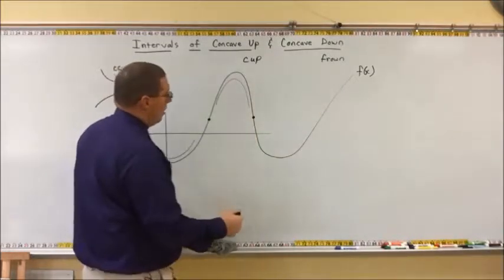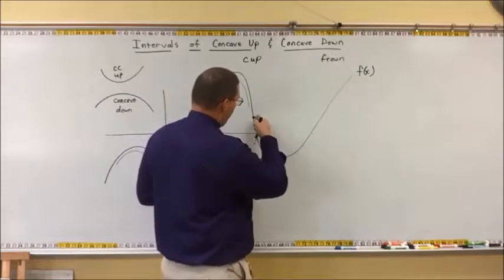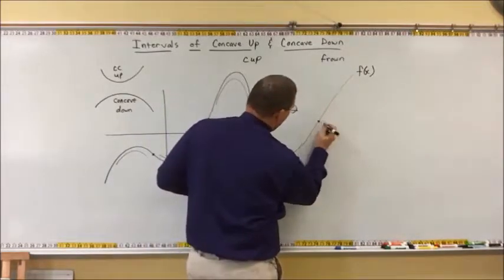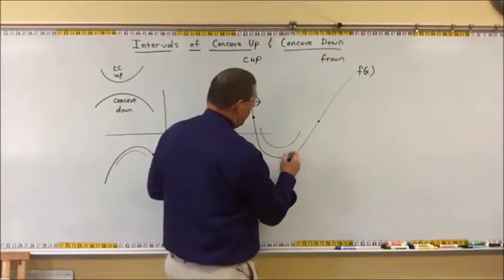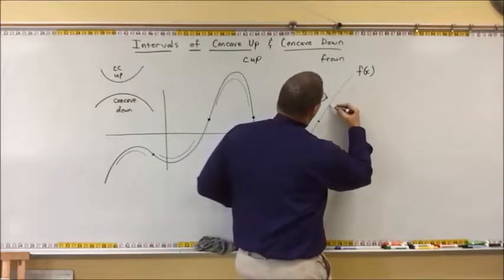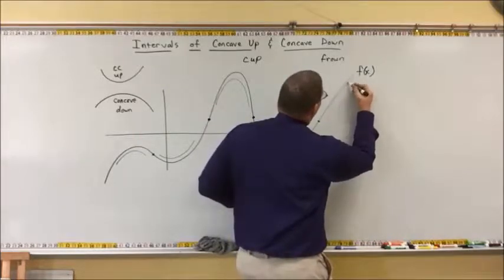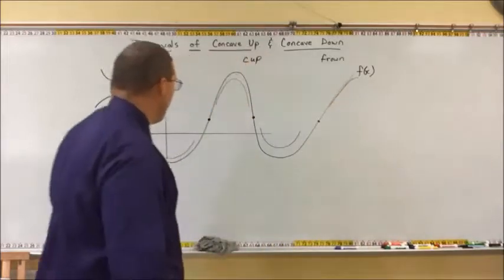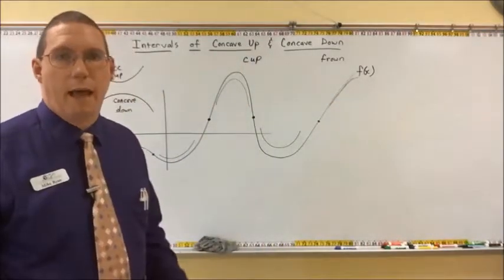And then starting here and coming over to about here, this graph is concave down. And then over here, the graph starting here and curving up to right about here, where it stops, is concave up. And then right about here, look what it's doing. It's flattening out, doing kind of up and over, right? So right at the end there, that graph looks like it's concave down.